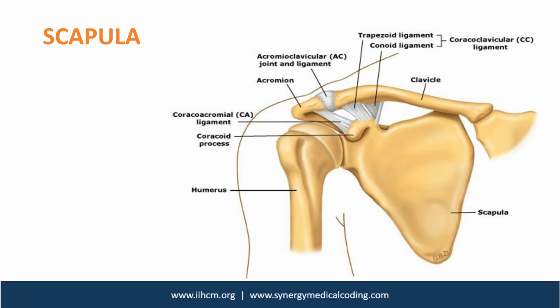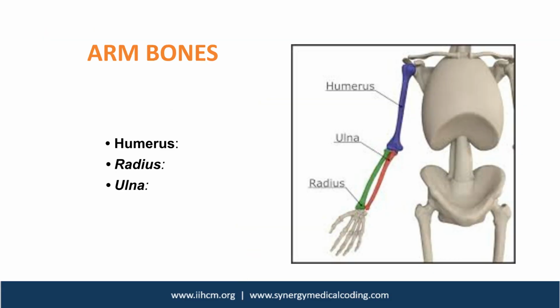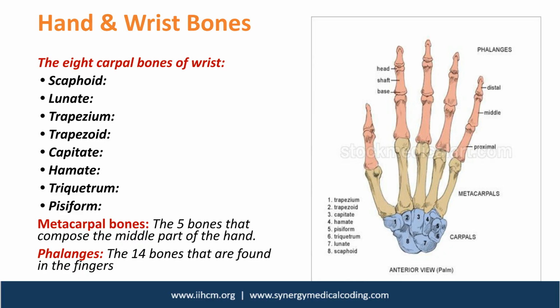The scapula, or shoulder blade, is an important bone for shoulder movement. It articulates with the clavicle and humerus, supported by several ligaments, including the coracoclavicular and coracoacromial ligaments. The arm bones consist of the humerus, the bone of the upper arm, and the radius and ulna, which are the bones of the forearm. The wrist is made up of 8 carpal bones, including the scaphoid, lunate, trapezium, trapezoid, capitate, hamate, triquetrum, and pisiform. The hand also contains 5 metacarpal bones and 14 phalanx or finger bones.